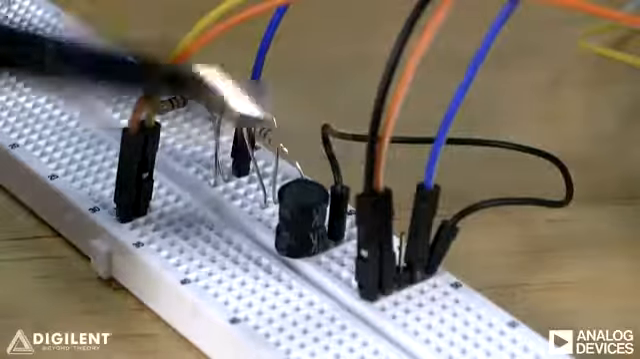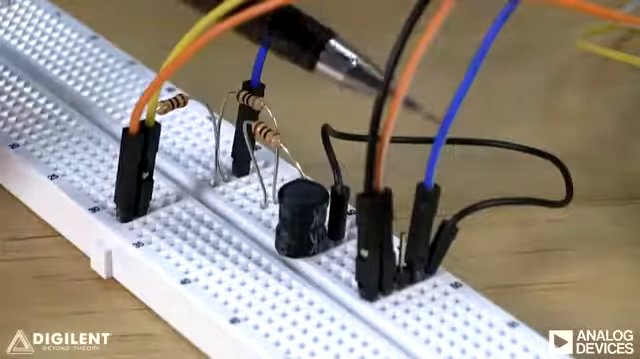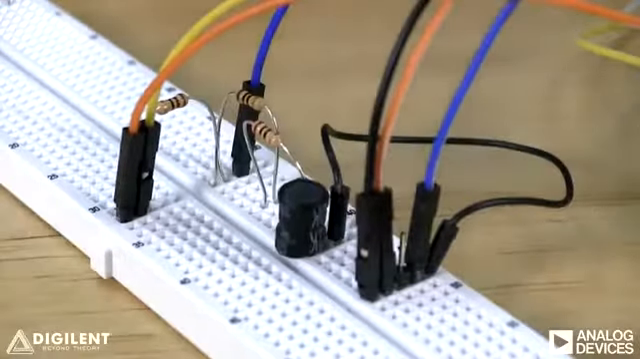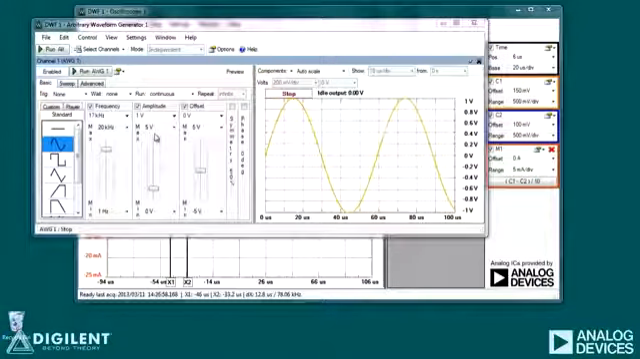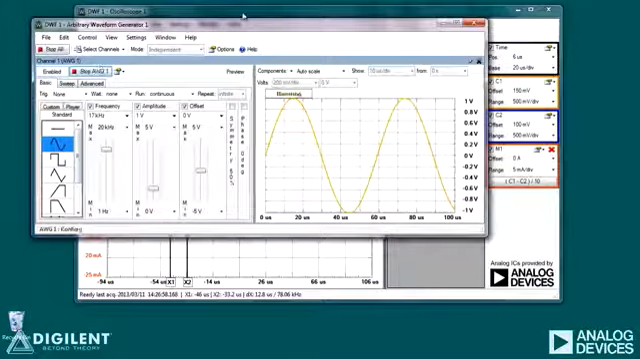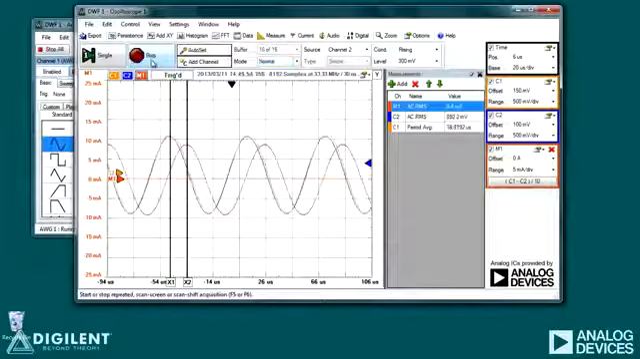Channel 1 is measuring our input voltage. Channel 2 is measuring the voltage across the load. I've set up the waveform generator to create my desired 17 kilohertz signal with a 1 volt amplitude. I'll click Run to start applying voltage. We'll start acquiring data with the oscilloscope.